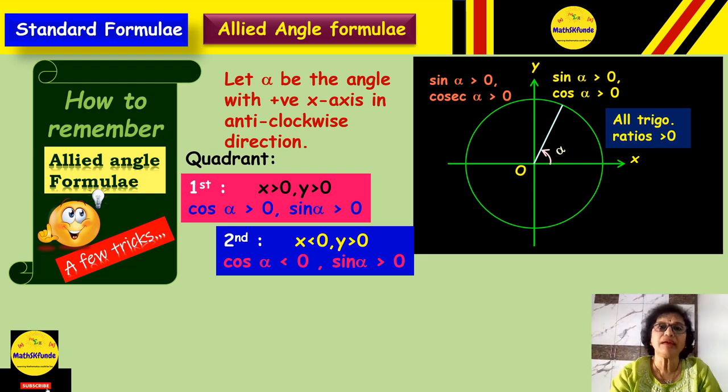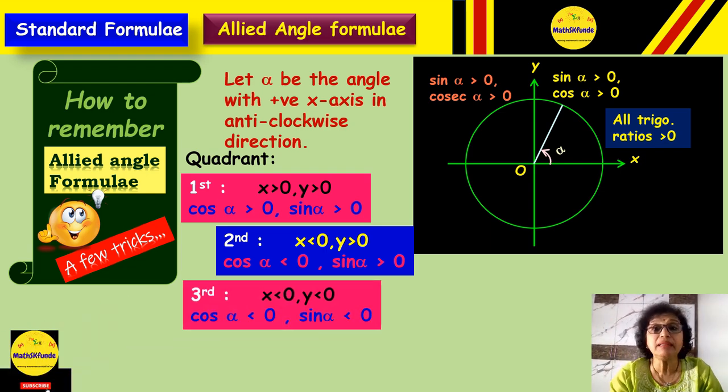Why? Because cos alpha becomes negative. Cos alpha negative means sec alpha negative, right? Now cos alpha negative means tan also will become negative. Even though sin alpha is positive, cos alpha negative will make tan alpha negative. And once tan alpha is negative, cot is negative. Now you know why I am saying remaining all other trigonometric ratios in second quadrant are negative.